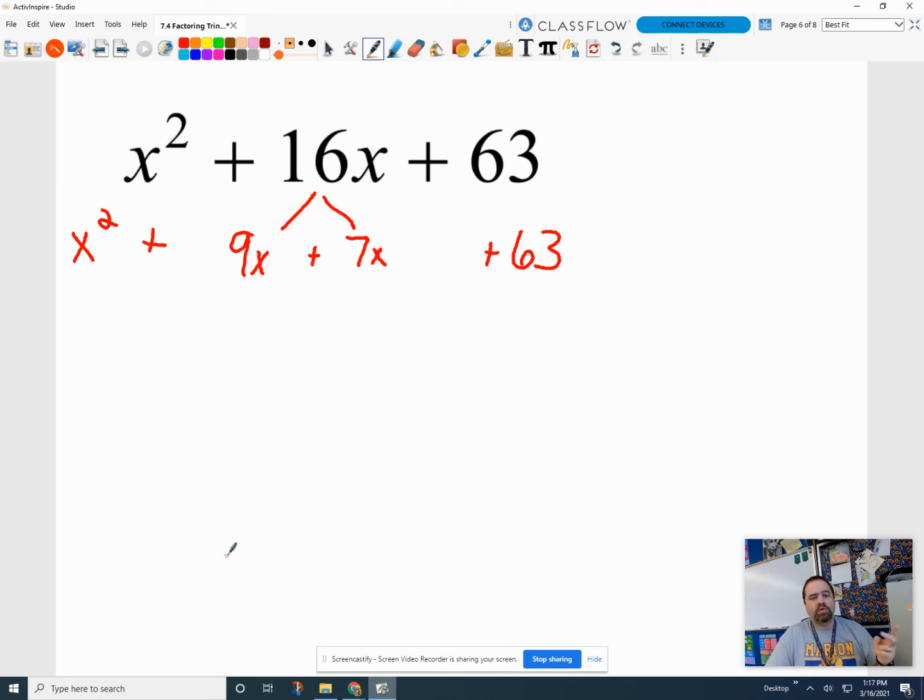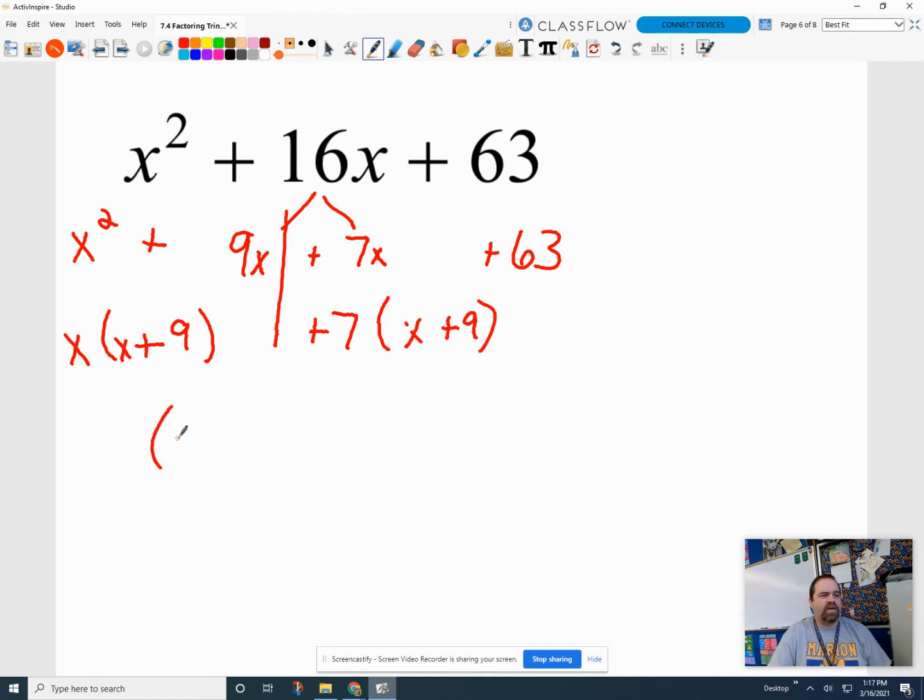And again, it doesn't matter which one you put first. You could do 9x and 7x on there. All right, greatest common factor is x. And on the right, greatest common factor is 7. Okay, this guy factors x plus 9, x plus 7, or that order doesn't matter either. As long as it's x plus 9, x plus 7, it doesn't matter which one comes first. Okay, your homework, everything's positive. Focus on coming up with the numbers that add to the middle and multiply to the last number.